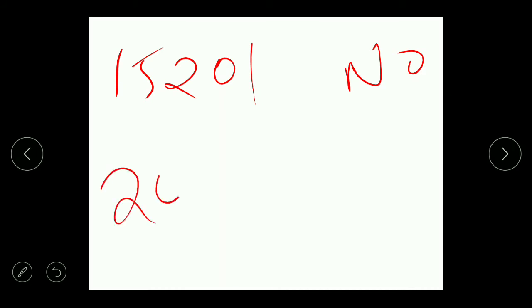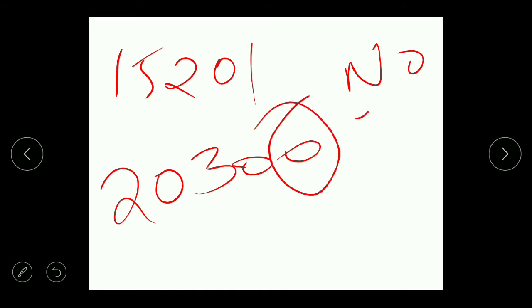Next, 20300. Is this number divisible by 10? Yes, because the last digit is 0. Okay, so if the last digit is 0, then only that number can be divisible by 10.